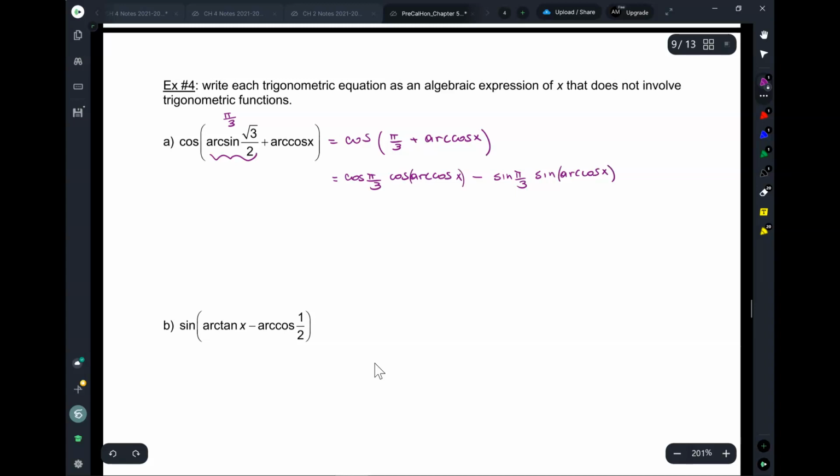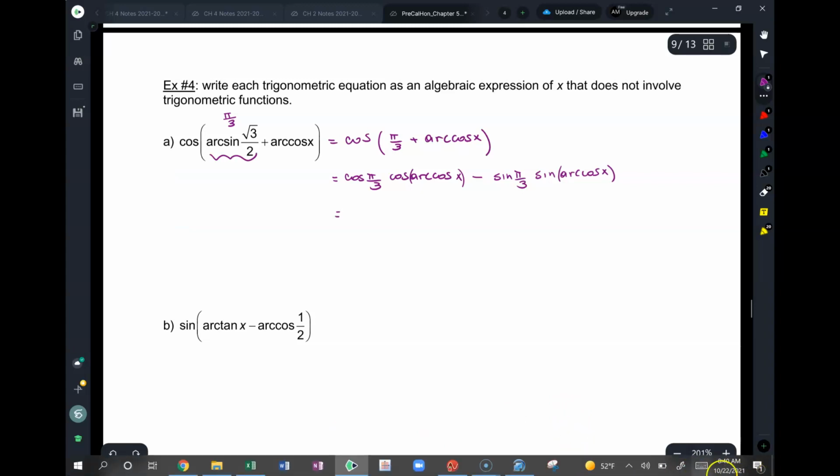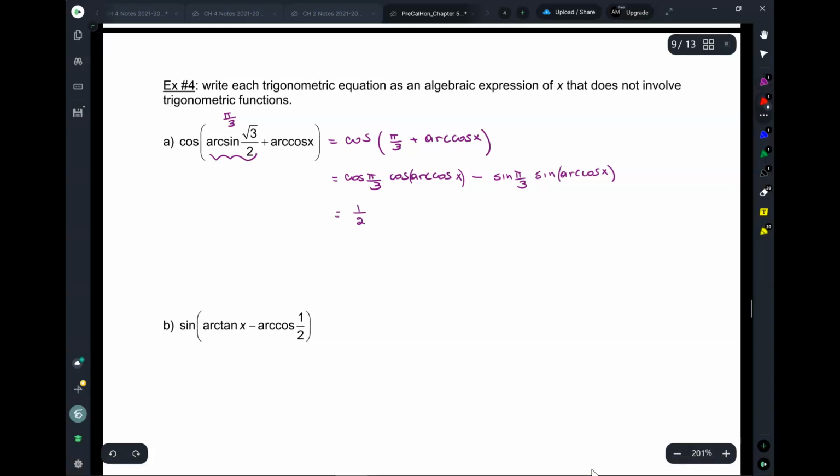Okay, it's like this. Now, what's cosine pi over 3? It's 1/2. But what about here? Cosine and arc cosine go away, so you just have x, minus sine pi over 3 is root 3 over 2, times, now I have this business, sine arc cosine of x.